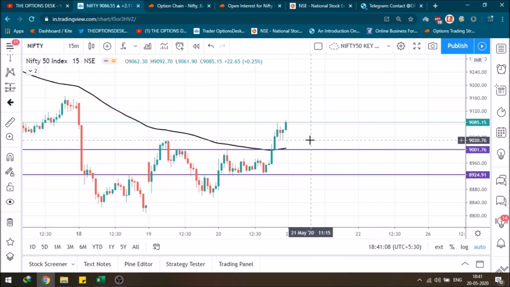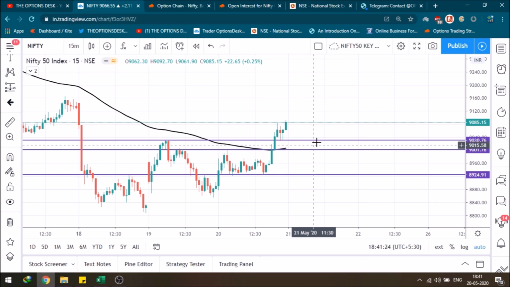On the seller's basis, a risky seller can take a trade below 9030 at the spot price, or he can buy a 9050 put at this particular level, for a target of 30 points, and he must stay cautious at this level. The 9000 will act as very good support for the Nifty 50.